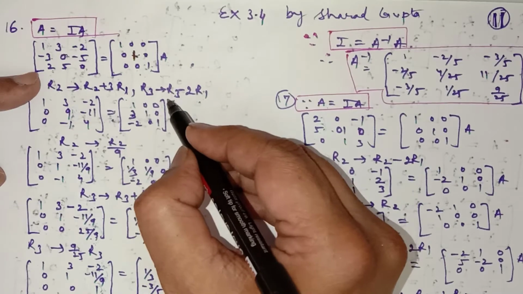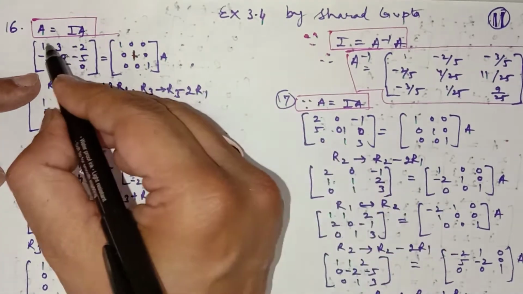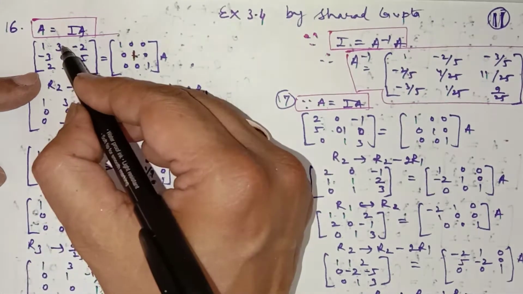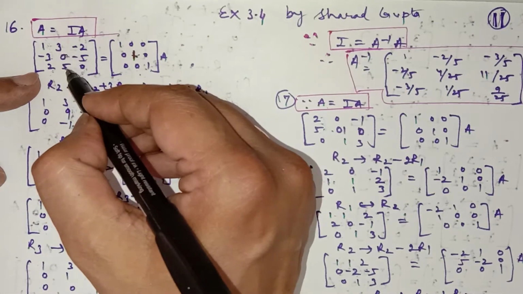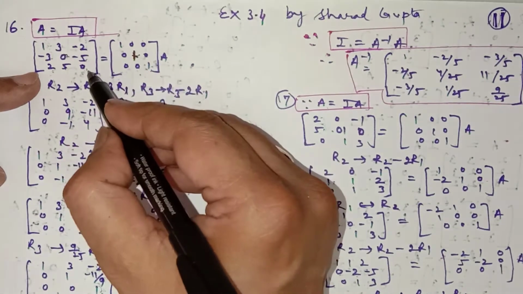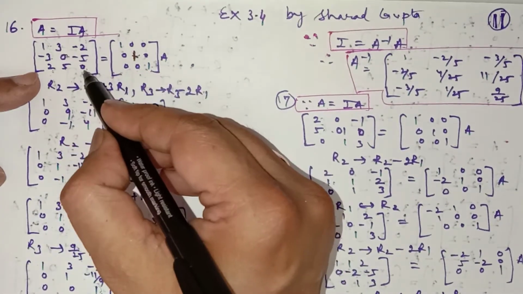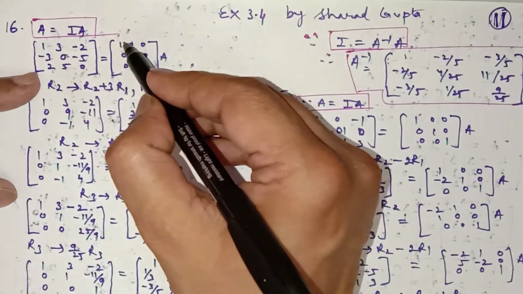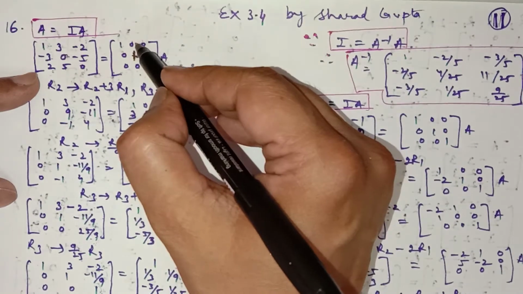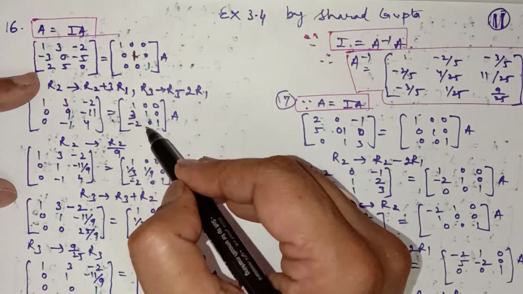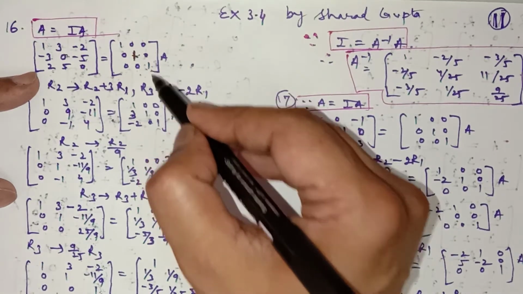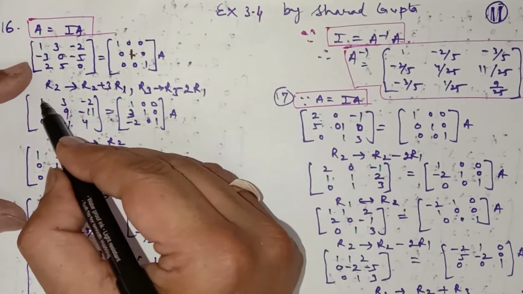Now R3 equals R3 minus 2 times R1. Multiply this element by 2 and subtract, you will get 0. Multiply this element by 2 and subtract, you will get minus 1. Multiply this element by 2 and subtract, you will get 4. On the right hand side, multiplying by 2 and subtracting, you will get minus 2, then 0, and then 1. So you have got 1 0 0.